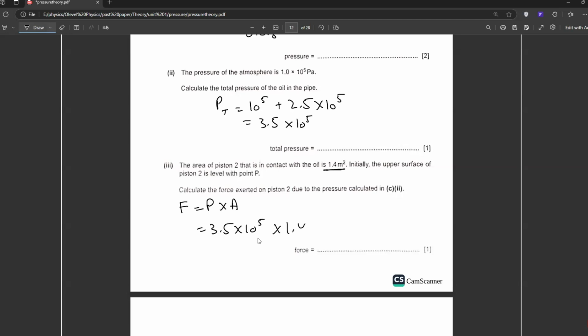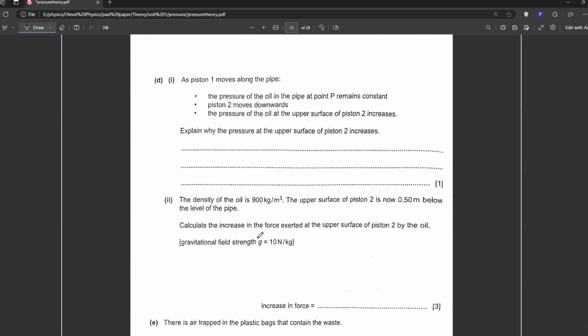What is your area? 1.4. Multiply 3.5 by 1.4. This gives you an answer of 4.9 into 10 raised to the power of 5 Newton. That is your answer. Let's further move ahead. Piston 1 moves along the pipe.